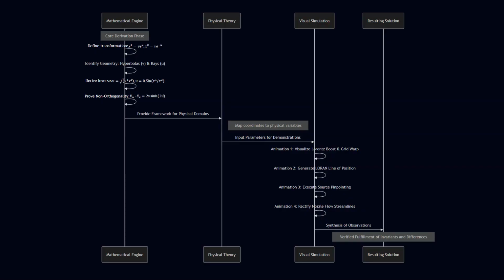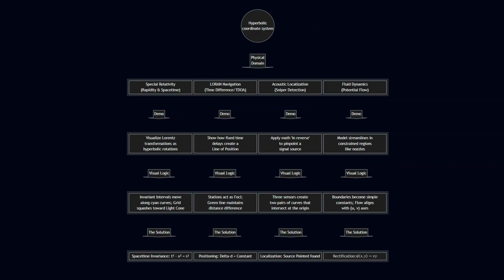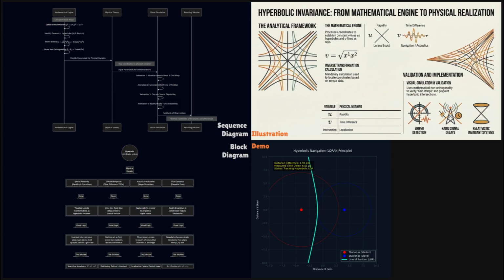In summary, the derivation sheet provides the mechanics, while the diagrams provide the map and the timeline for how those mechanics solve for physical certainties.